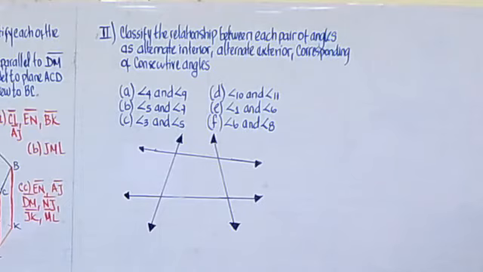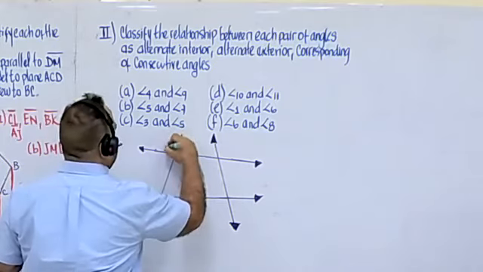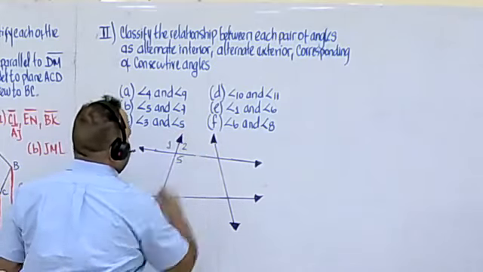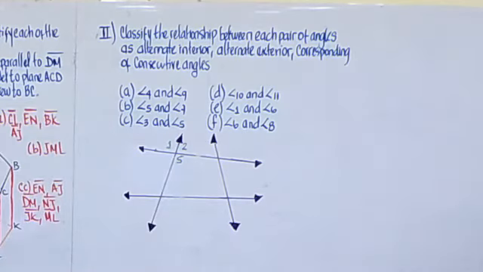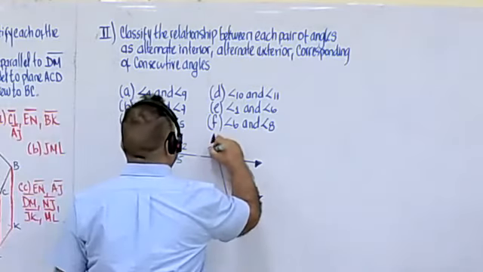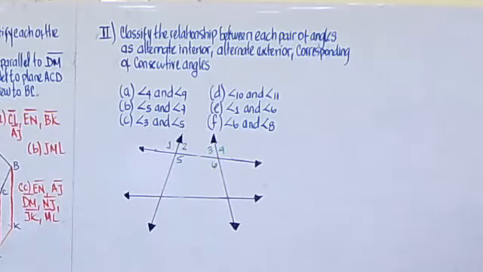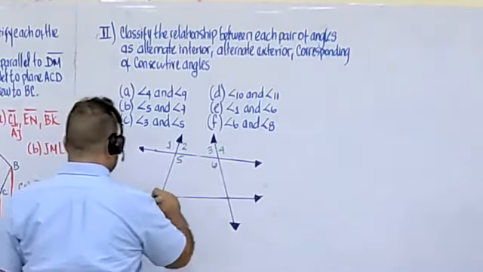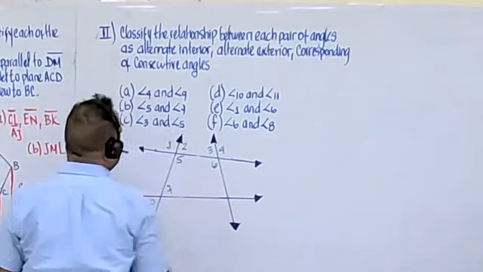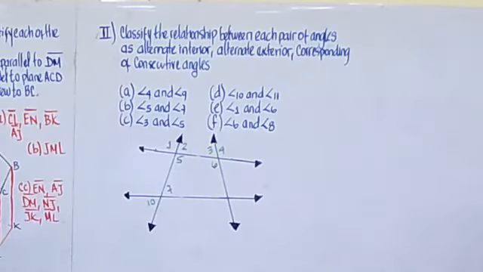1, 2, 5. 1, 2, 5, 3, 4, 6. 3, 4, 6, 10, 7. 8, 9, 11, 12.